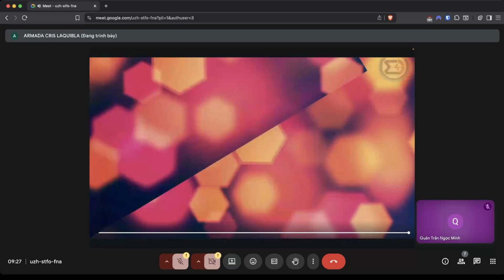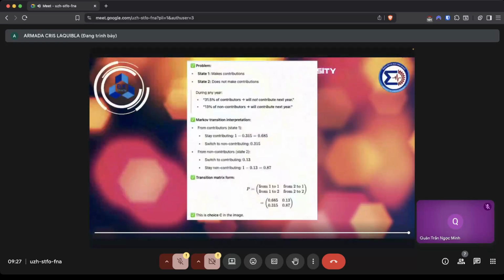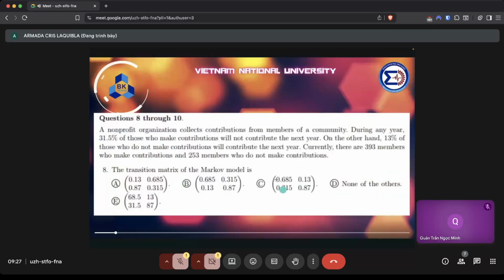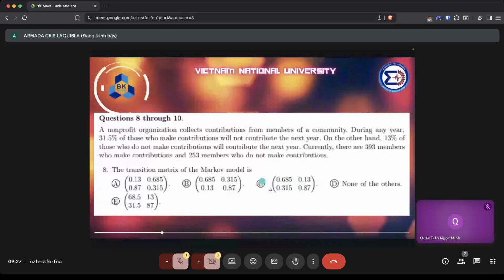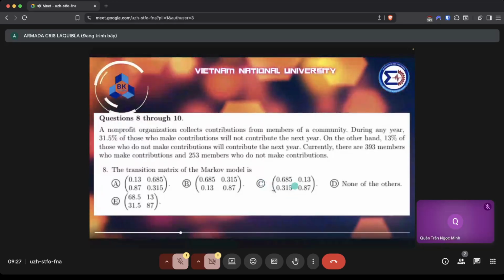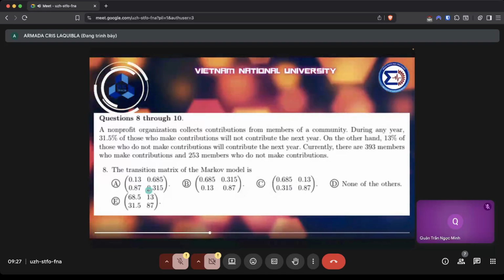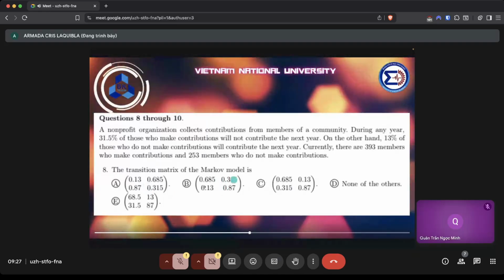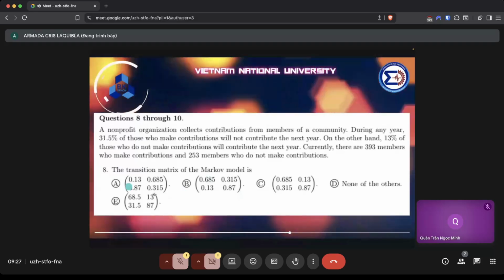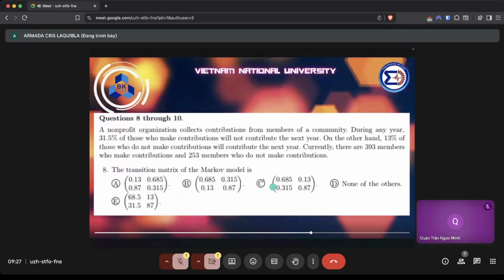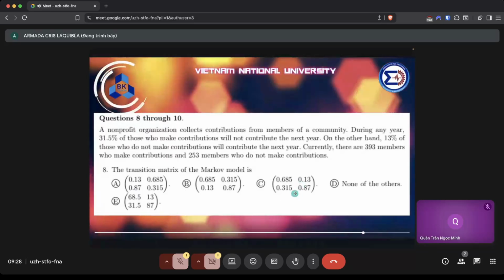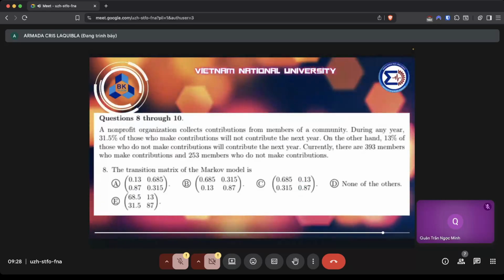Okay, and that's it. The question says the transition matrix, so you have to find that value, and that is here in letter C. As you can see, the values here are equal with A and B, but they are not arranged properly. So C is the most appropriate value. Okay, next.